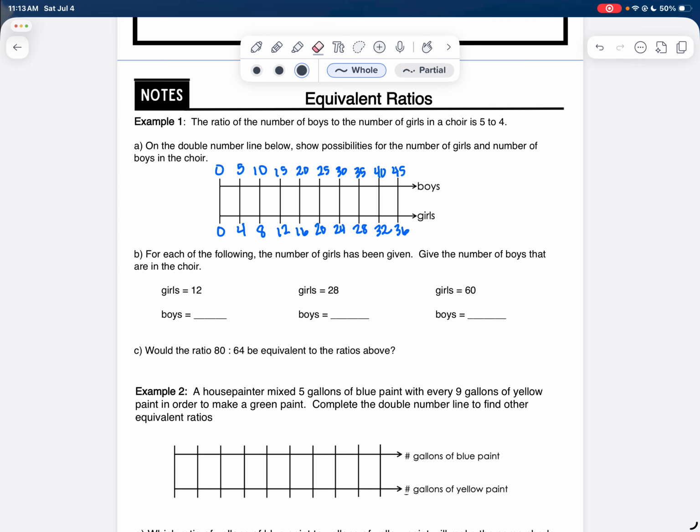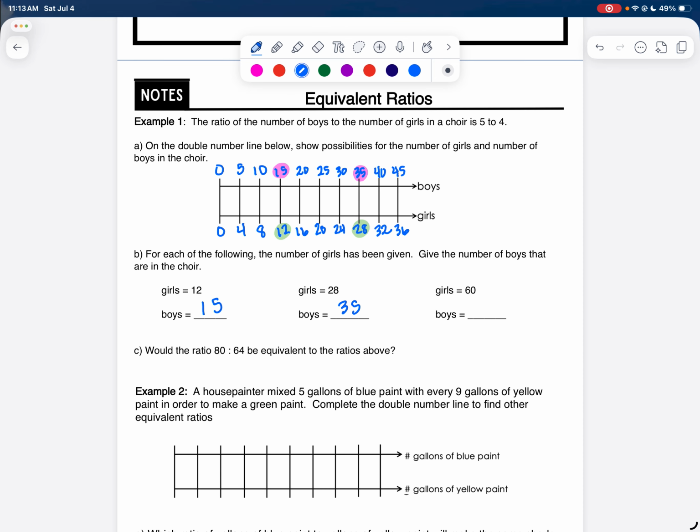So in problem B, it says, for each of the following, the number of girls has been given. Give the number of boys that are in the choir for the different number of girls. So let's say there were 12 girls. Let me highlight that. The corresponding value for boys would be 15. So when there are 12 girls, there are 15 boys. All right, what about when there are 28 girls? Well, I'll find 28 on my double number line, and the corresponding number of boys would be 35.